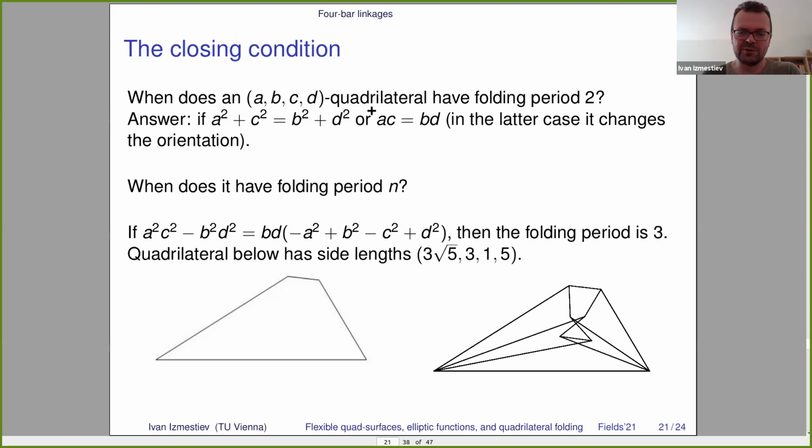It is more difficult, really more difficult, to show that if AC is equal to BD, so the products of the opposite sides are equal, then the period is again 2, but after IJ, actually, the quadrilateral changes its orientation.